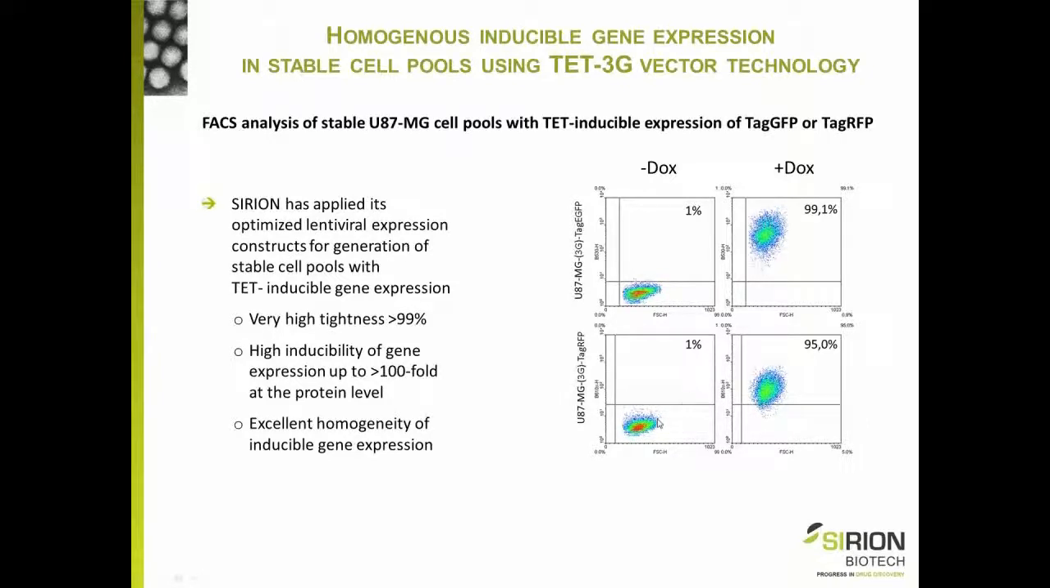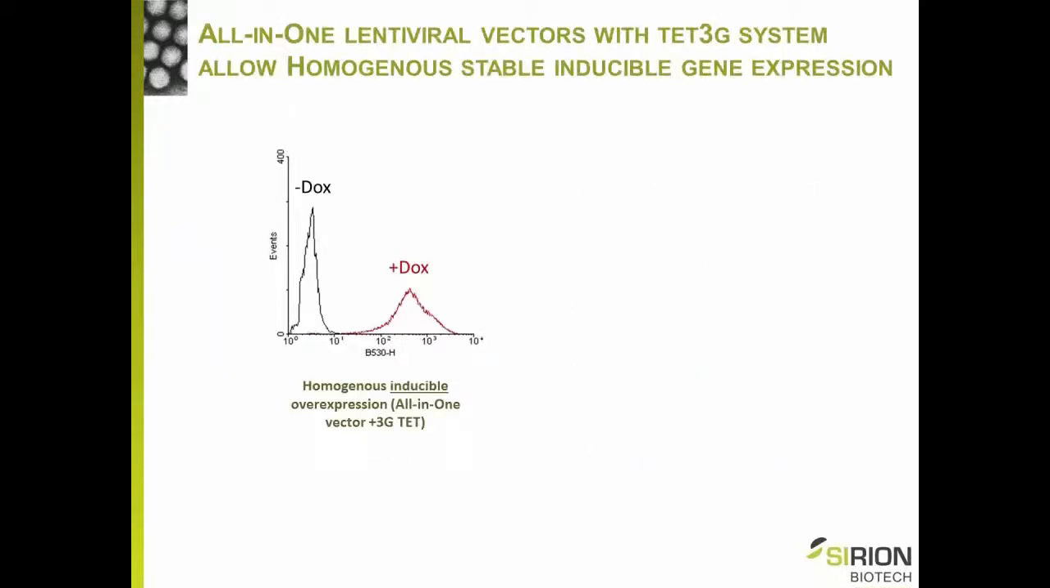The same is true for the TAG RFP, which is not so highly glowing, not so bright compared to the TAG GFP. Therefore, the induction is only approximately 20-fold in protein expression. But you experience a very high degree of tightness and a very high and homogeneous degree of inducible gene expression. That's what it looks like in a FACS profile. Again, no overlap between the parental cell population without doxycycline and the induced cell population with doxycycline.